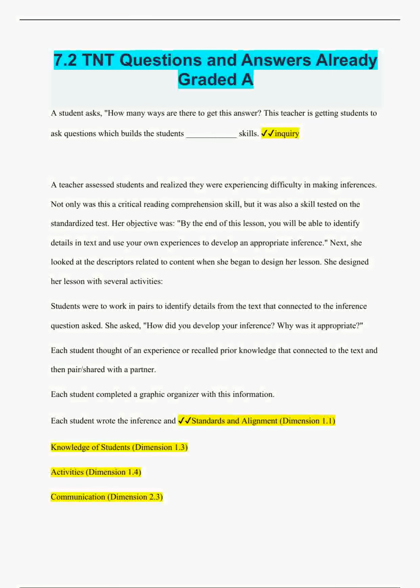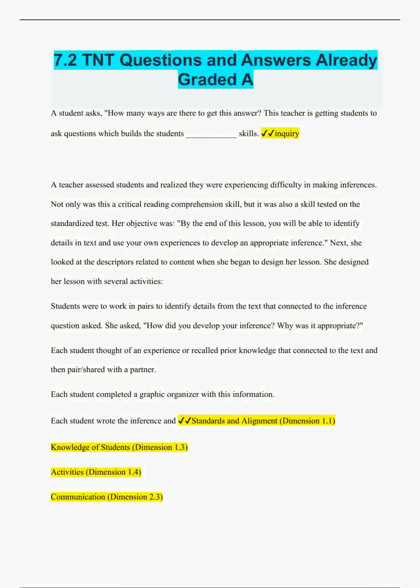Next, she looked at the descriptors related to content when she began to design her lesson. She designed her lesson with several activities. Students were to work in pairs to identify details from the text that connected to the inference. Question asked. She asked, how did you develop your inference? Why was it appropriate? Each student thought of an experience or recalled prior knowledge that connected to the text and then pair shared with a partner.